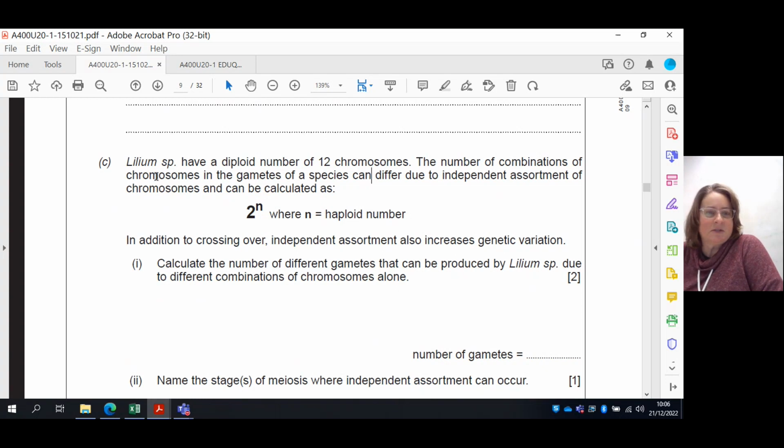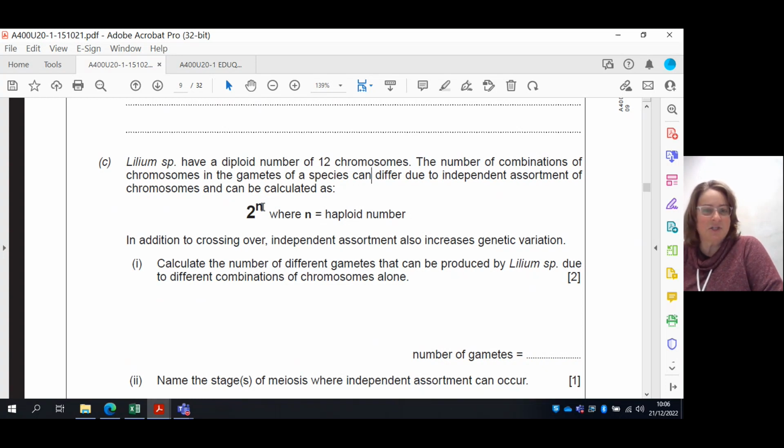So the number of combinations of chromosomes in the gametes, how much information goes into your gametes? You automatically should click, that's when we're at haploid. In this species it can differ due to independent assortment, and it can be calculated as 2 to the power of n, where n is the haploid number. 12 was your diploid, your haploid number is 6.